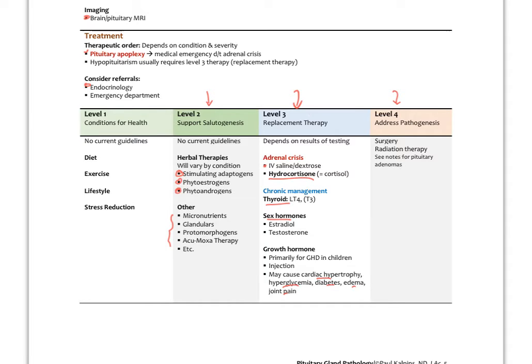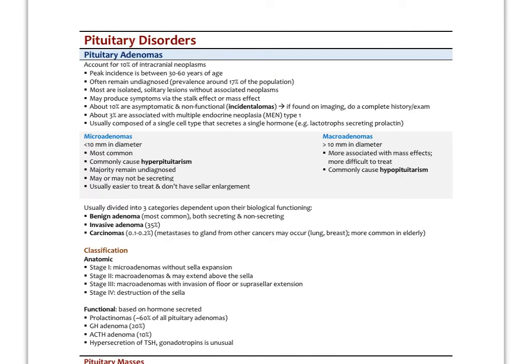Micronutrients might also be important here as well. No current guidelines yet for diet, exercise, lifestyle, stress reduction, but here we're going to need to take their estrogen status and testosterone status into consideration, and you'll learn more about that as we discuss those in more detail. Okay, so that's an overview of the assessment and treatment of hypopituitarism. So next I'm going to talk about pituitary adenomas.